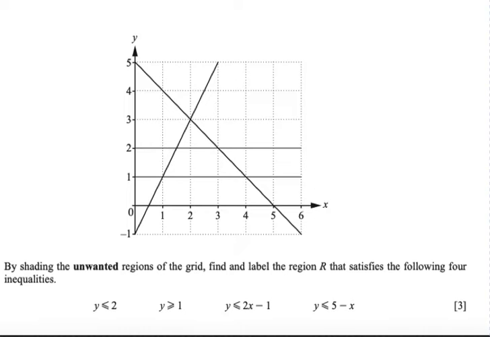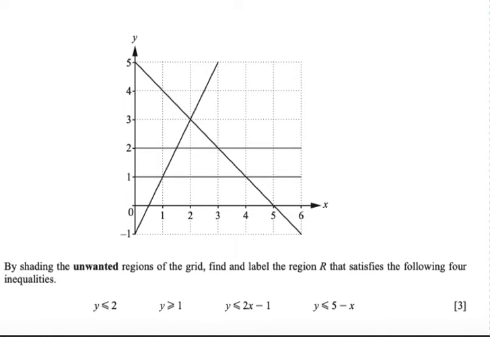So today's session is going to be an IGCSE math session, and we are going to look at the question that you can see on the screen right now. Okay, let's start straight away and get down to business. By shading the unwanted region of the grid, find and label the region R that satisfies the following four inequalities. Well, first of all, you need to know what inequalities are.